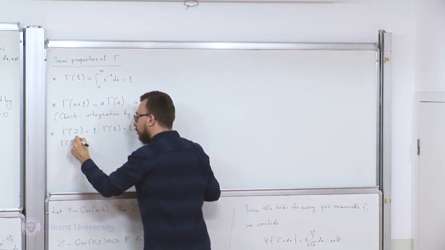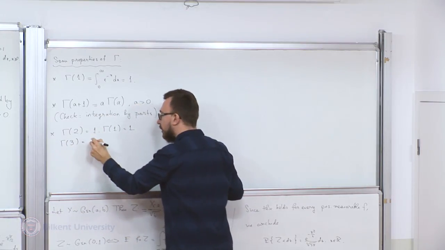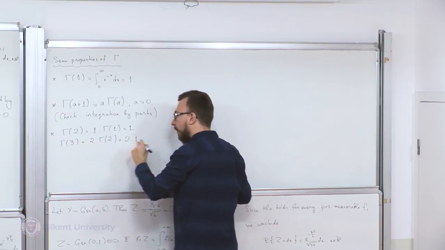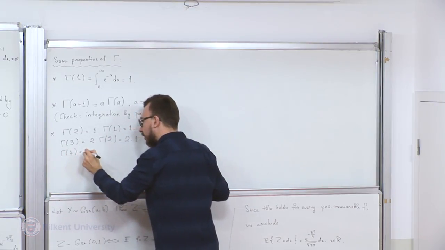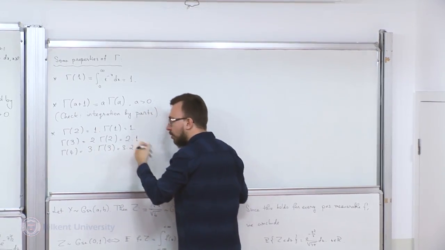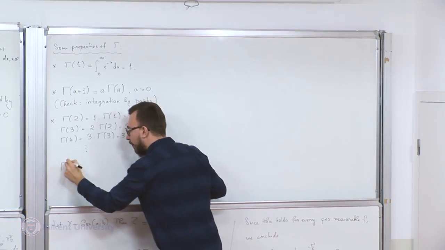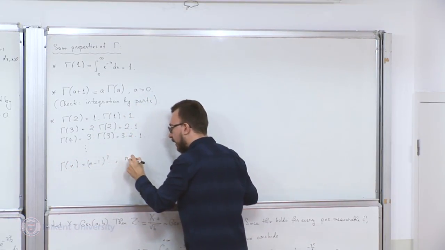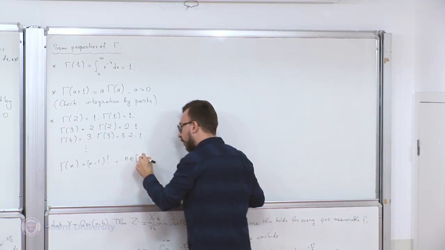Gamma of 3. So this is gamma of 2 plus 1. Therefore, it's 2 times gamma of 2. So this is 2 times 1. So gamma of 4 is 3 times gamma of 3. So it is 3, 2, 1. So you get the idea, right? Gamma of n is n minus 1 factorial, for n being one of 1, 2, 3.